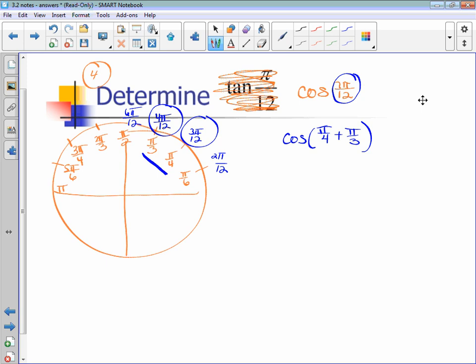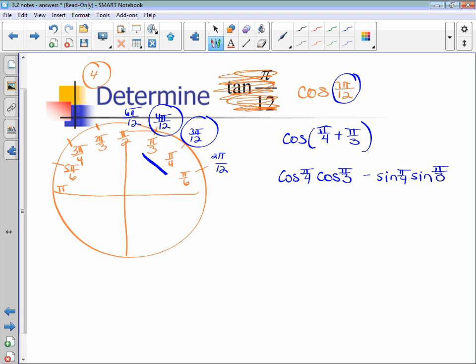All right, so then it's just using the formula. So I'm going to have cosine of pi over 4 times cosine of pi over 3. Well, plus or minus, what do you think? Minus sine of pi over 4 times sine of pi over 3. You guys almost know that formula already? Almost. No. Some of you know.